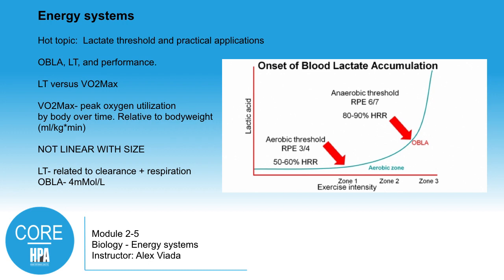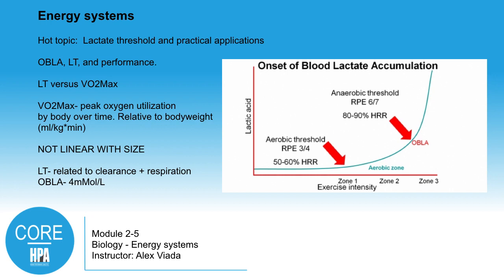Now, sometimes people talk about VO2 max. We have lactate threshold, we have VO2 max. How does all this relate to energy systems? Well, VO2 max actually has very little to do with energy systems as we understand it. VO2 max is simply, as noted here, peak oxygen utilization by the body over time. Expressed in relation to body weight, it is milliliters of oxygen utilized per kilogram per minute.